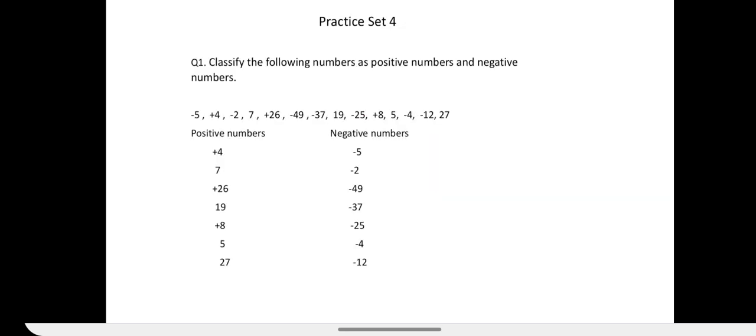Going to practice set number 4. Classify the following numbers as positive numbers and negative numbers. -5, plus 4, that is positive 4, -2, 7, positive 26, negative 49, -37, 19, -25, 8, 5, negative 4, negative 12 and 27. Children, over here the numbers which have positive sign, that is the plus sign, or without any sign will come under positive numbers, and the numbers which have minus sign or negative sign will come under negative numbers.